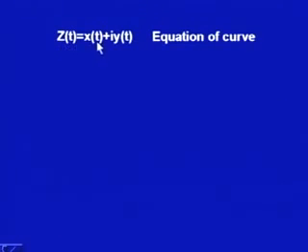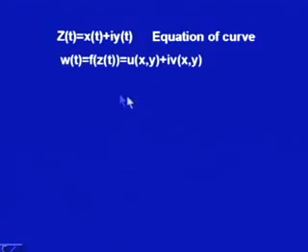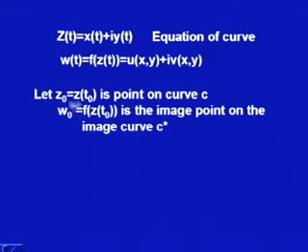So, let us say that z(t) is equal to x(t) plus i y(t) is the equation of a curve. It is an equation of a curve because t is the parameter of the curve. As we change t, we will have different points, and these different points constitute the curve. And w is equal to f(z(t)) is the image of this curve, and we write it as u(x,y) plus i v(x,y). Let us say z0 is a point on curve C, then the corresponding point w0, which is f of z(t0), is the image point on the image curve C star.